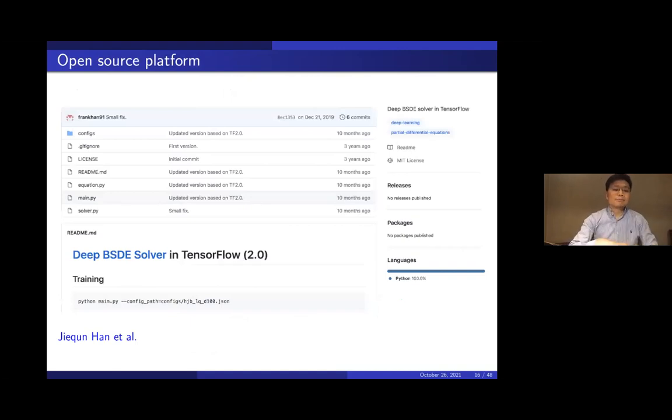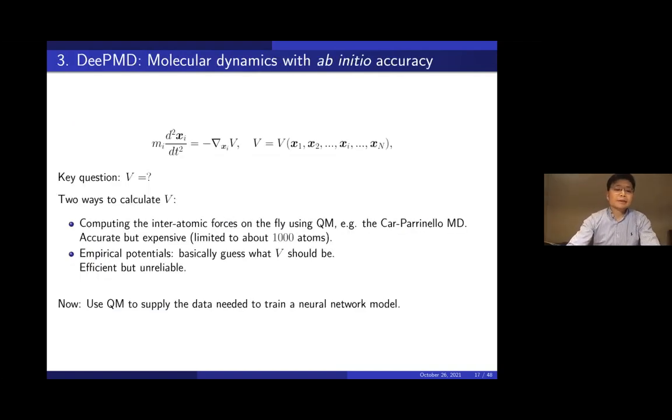And we developed, my former student Ji Chun-Han developed, an open source platform that people can use these tools to play with high dimensional PDEs. So now solving high dimensional PDEs is becoming a fashion in applied mathematics. My third example is molecular dynamics.